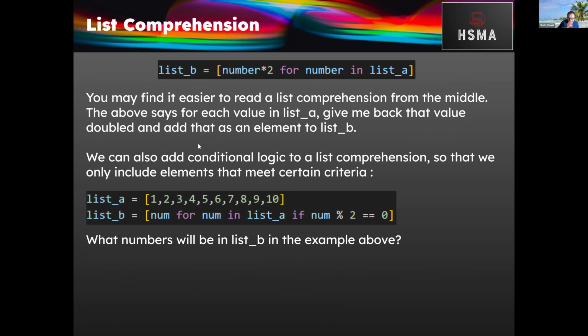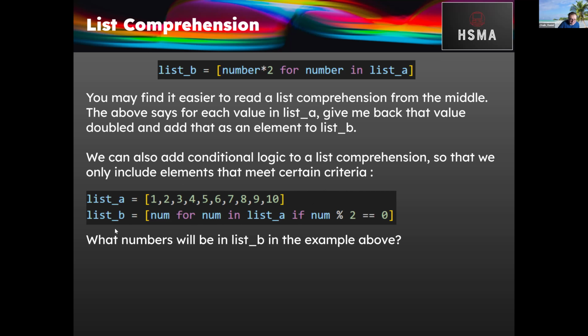Okay. Now, there's all sorts of other things that we can do in a list comprehension as well. We can also add in conditional logic. So that allows us to create a list that contains all the elements in another list that meet a certain criterion. So imagine we've got list A here, which is just the numbers 1 to 10. Let's imagine we only wanted even numbers from our list. Okay. What we could write is this line of code here.